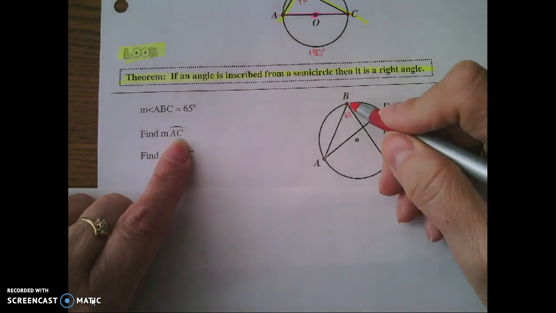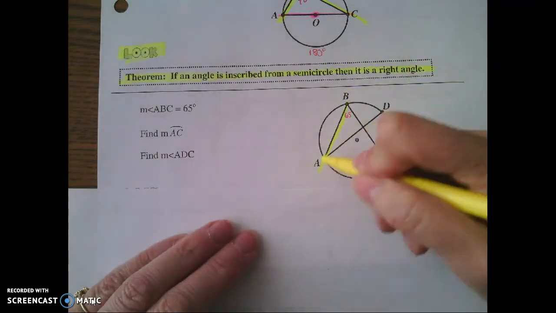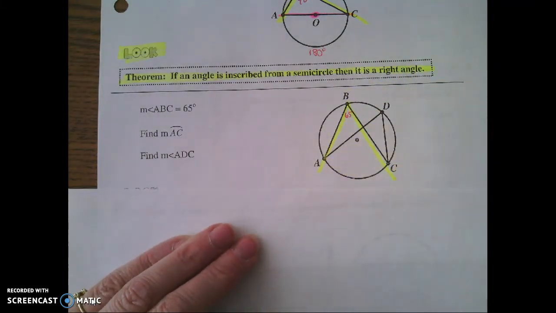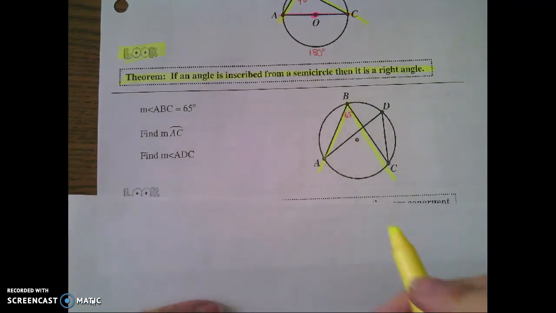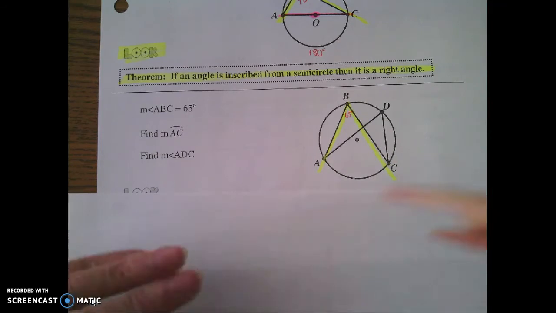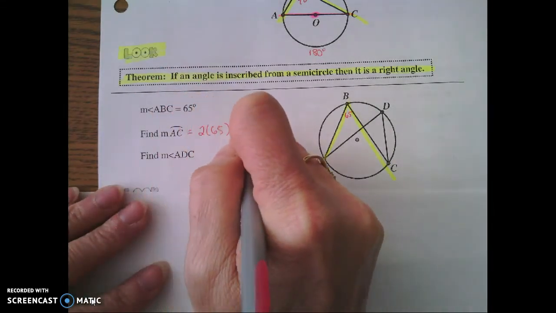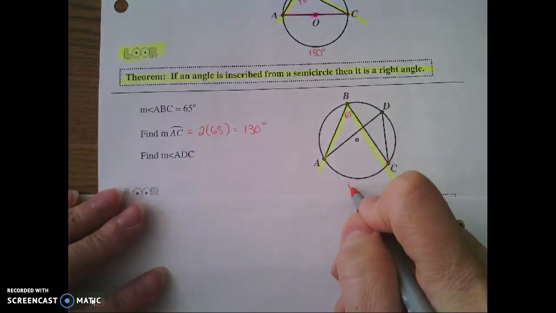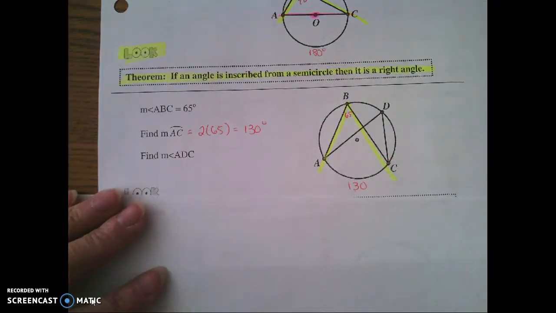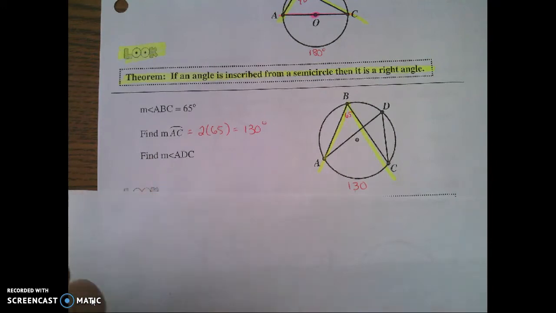So again, your brain needs to take an angle and follow it out to the circle. I call it zooming out. It intercepts arc AC. That's an inscribed angle. So to find the arc, you are going to multiply your inscribed angle by 2, and you're going to get 130 degrees. All right, now it says find the measure of angle ADC.